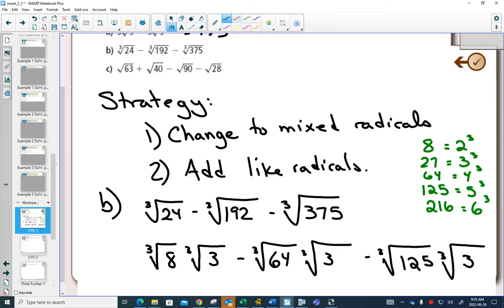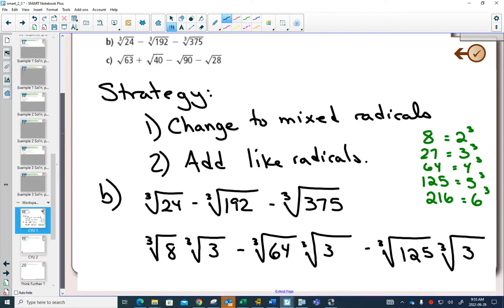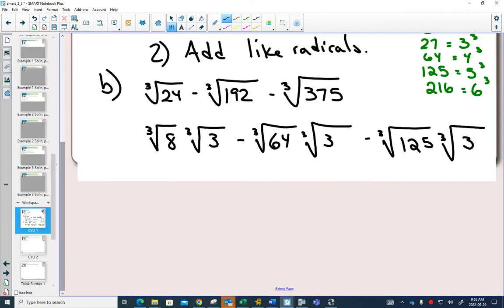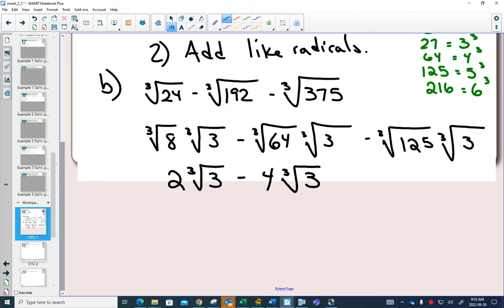Now we take this extra step to write it out this way, and then the ones that are perfect cubes, you can simplify. So cube root of 8 is 2, so we would be left with 2 cube roots of 2. 64 cube root is 4. And 125 cube rooted is 5. So we were successful in changing them from entire radicals to mixed radicals.